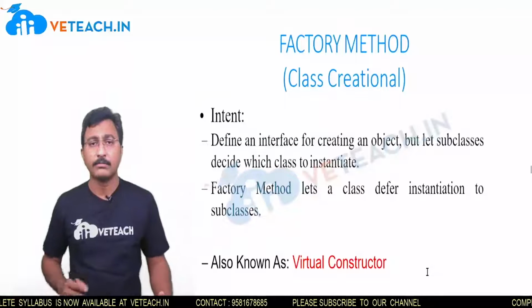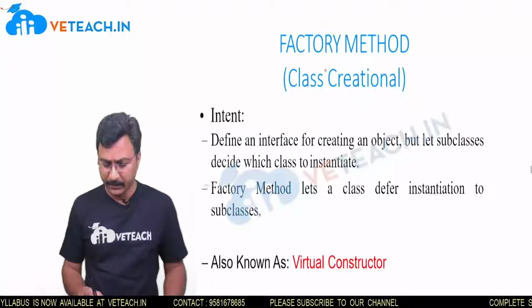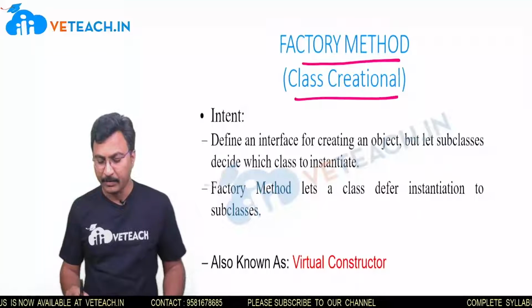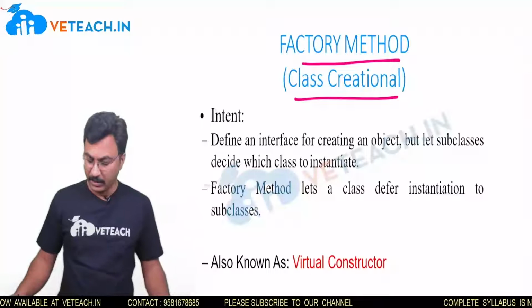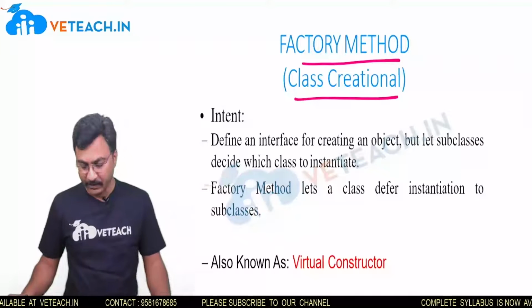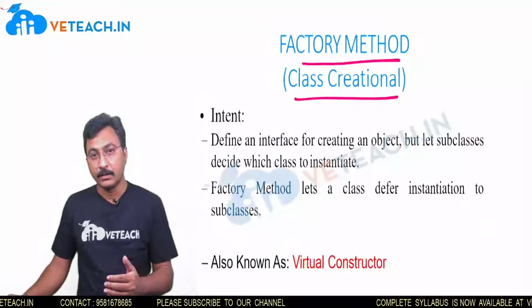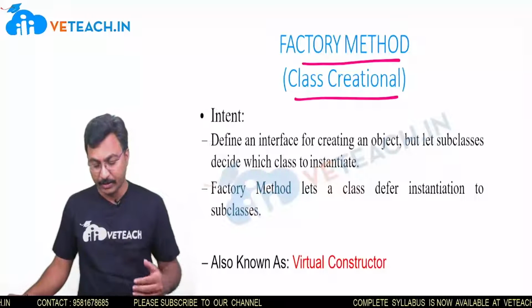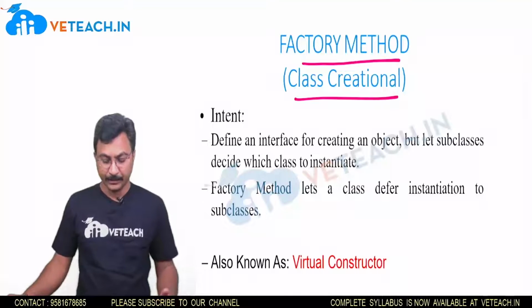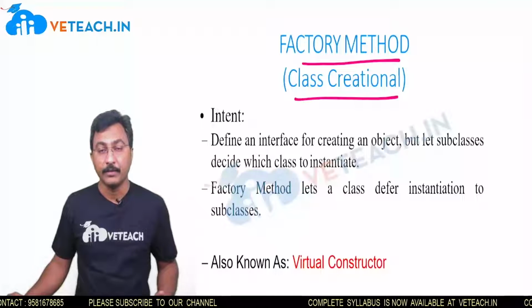The third design pattern that we'll be specifically talking about is the factory method in the class creational scope. What is a factory method? We have been applying that a factory method is in relation with the previous two, abstract factory and builder. So what is the intention of using a factory method?